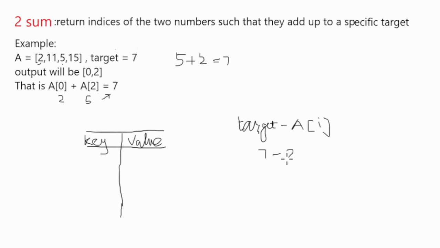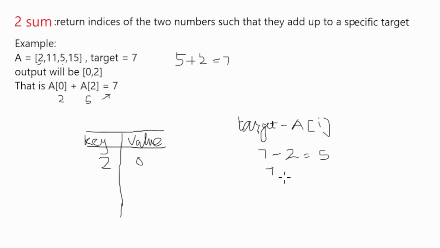Now we take target 7 minus the first element, the current element in the list, which is 2. 7 minus 2 is 5. Is the element 5 present in the dictionary? No. So we are going to add the element 2 and its corresponding index as value. We are going to use the elements as keys and their corresponding indexes as values.